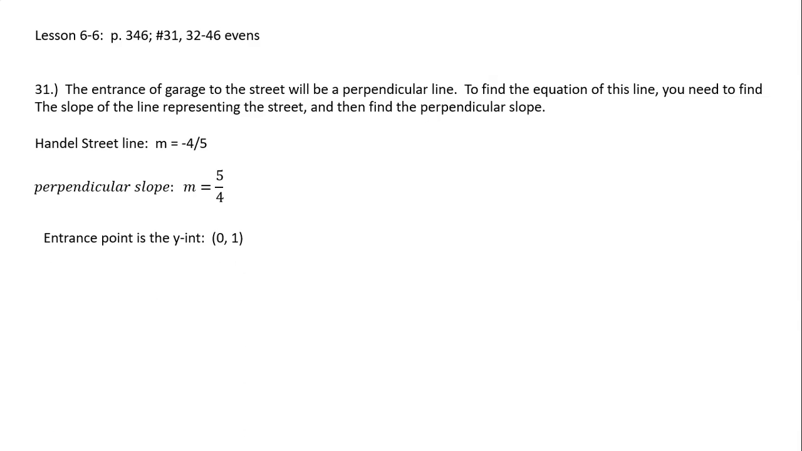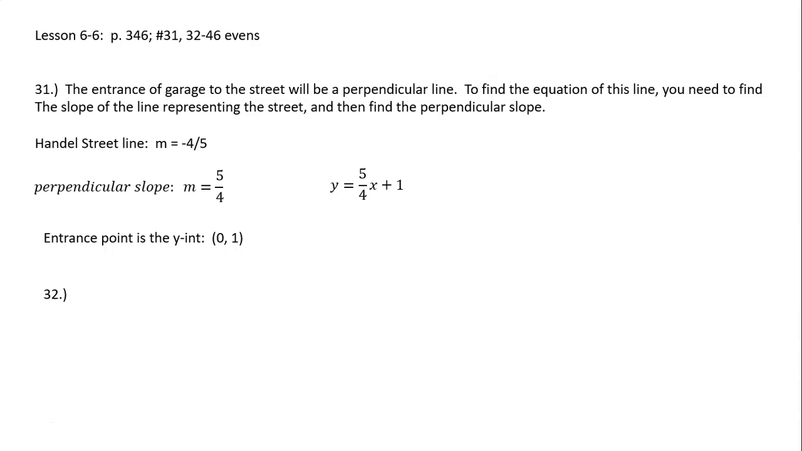So we see that the y-intercept, which is marked by the entrance to the garage, has the point (0, 1). So with the slope and with the y-intercept, all we have to do is substitute these values into the equation of a line, and we will use slope-intercept form, y equals mx plus b, and we get the equation y equals 5/4 x plus 1. And that's all you had to do. And the equation here represents the line that would be perpendicular to the street going through the entrance to the garage. All right, now let's look at questions 32 to 46 evens.